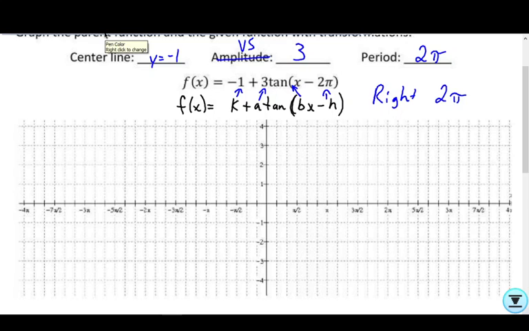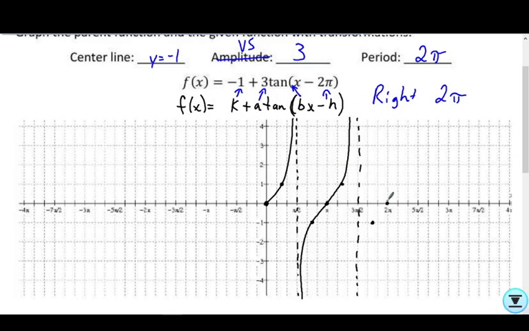So we start with drawing the parent function. Tangent has asymptotes at pi over 2 and 3 pi over 2. This point here, that point there. So there's that part of the parent function, then -1, 0, +1, -1, 0. So here is the parent function of tangent.